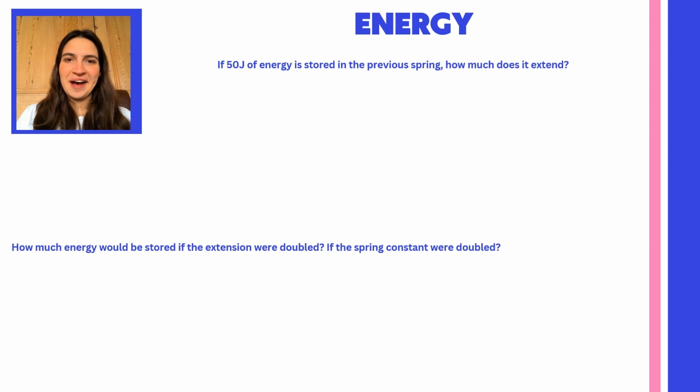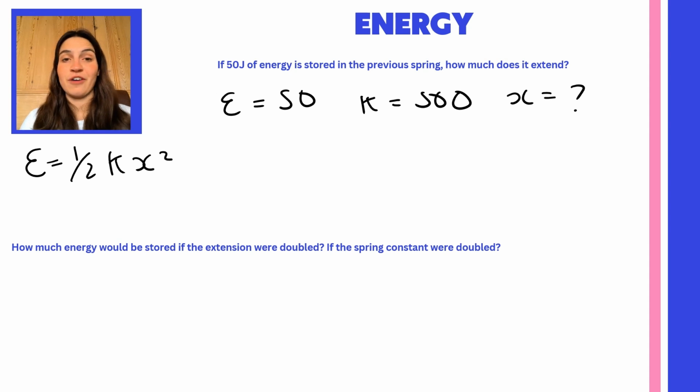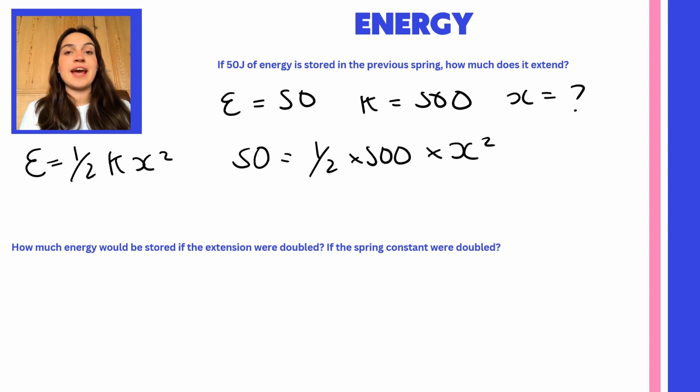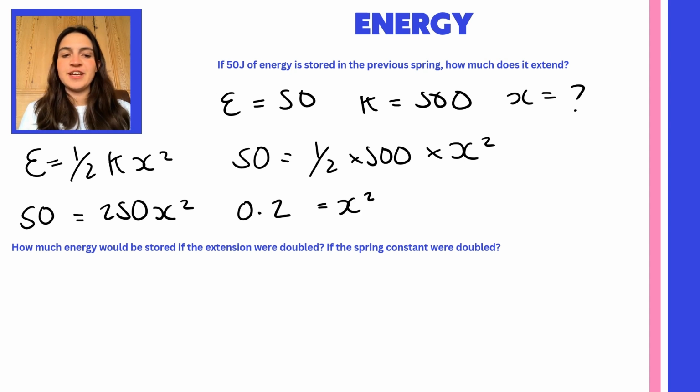Okay, some questions using our energy equation. If 50 joules of energy is stored in the previous spring, how much does it extend? Okay, so my E is 50, my k from the question before was 500, and I want to know my extension. So I've got my equation, E equals half k x squared. So 50 equals half times 500 times x squared. Simplifying, half times 500 is 250, so 50 equals 250 x squared. Divide 50 by 250, I get 0.2 as x squared. And then square rooting, I get 0.45 meters.